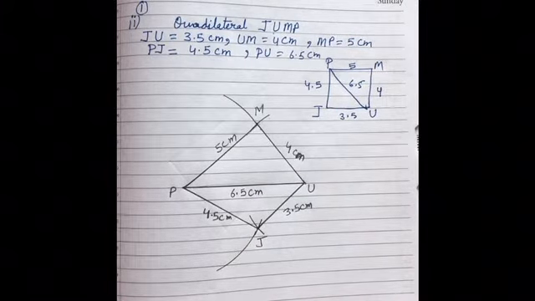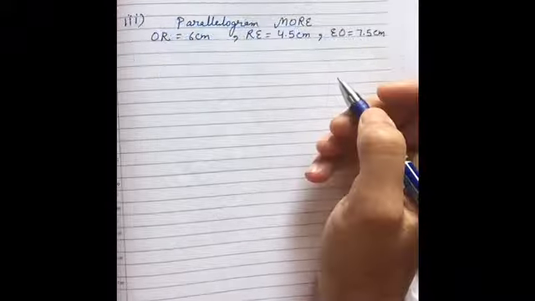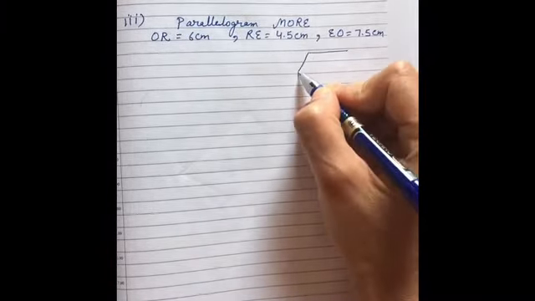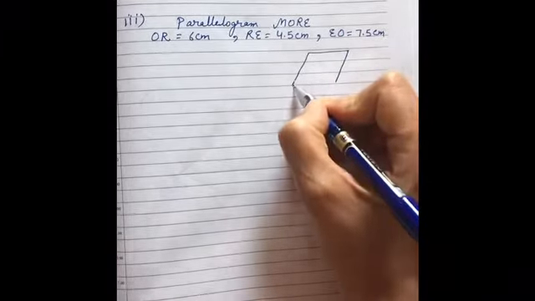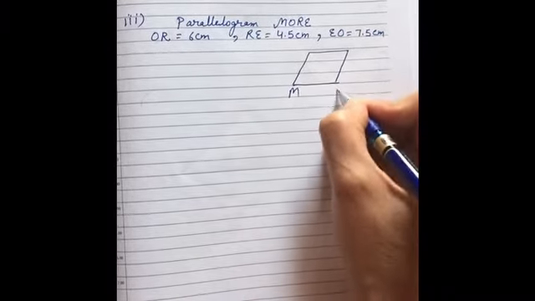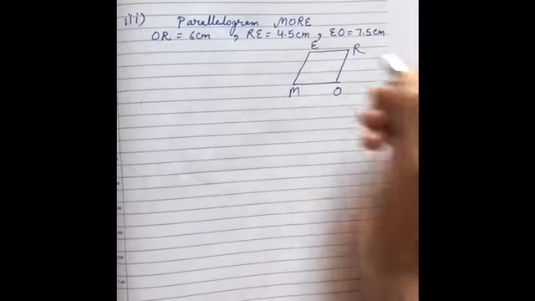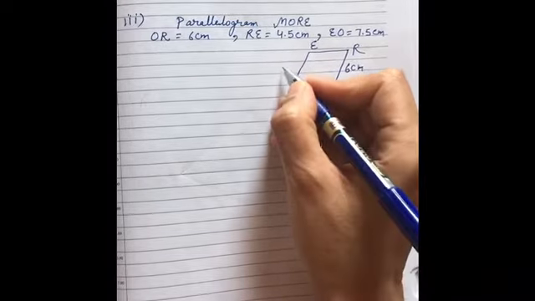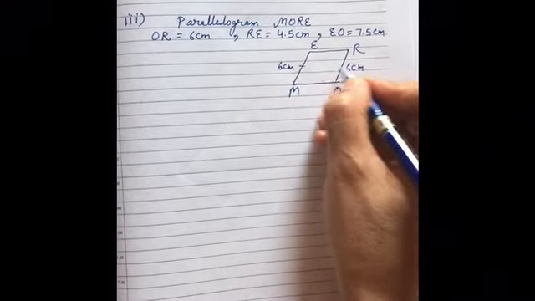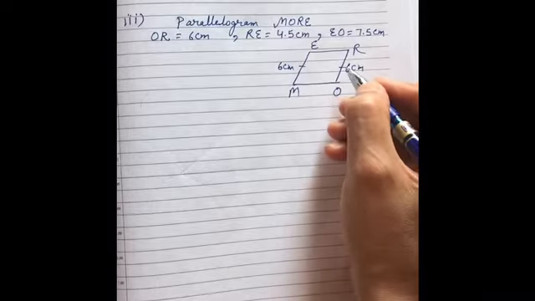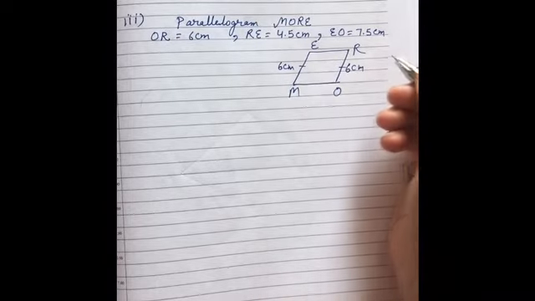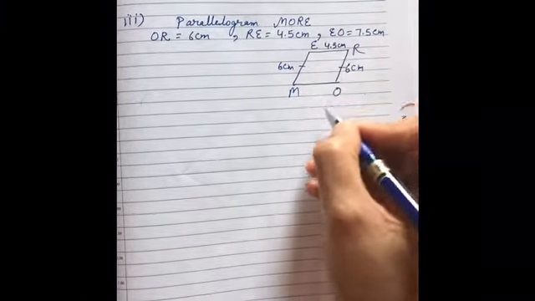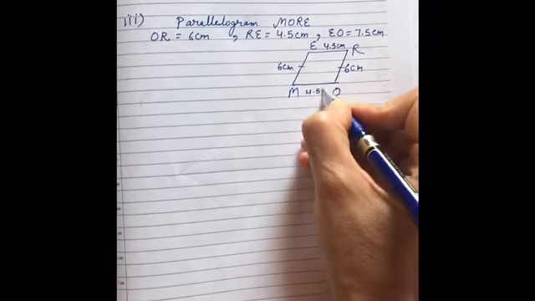Fine. So this is your second question in this. Now comes the third question, parallelogram MORE. So what remains the shape of parallelogram? This one, and the name is MORE. Fine. So what is given to us? OR is 6 centimeters. So this will also be 6 centimeter because the opposite sides are equal and parallel. And RE, where is RE? This is RE. This is 4.5 centimeter and this is also 4.5 centimeter.